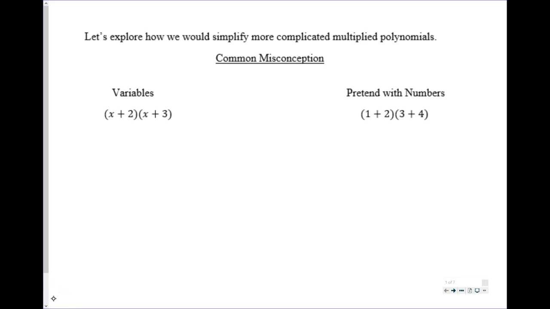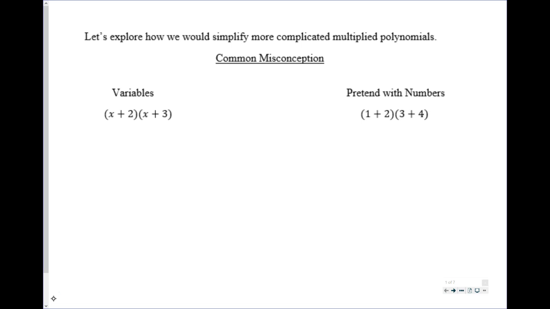We're going to talk about multiplying polynomials in this learning target, but we're going to move on to more complicated polynomials. Last learning target, we learned how to just multiply one term by a big polynomial. Well, today we're going to talk about what happens when we have a binomial multiplied times a binomial, so more than one term multiplied together.